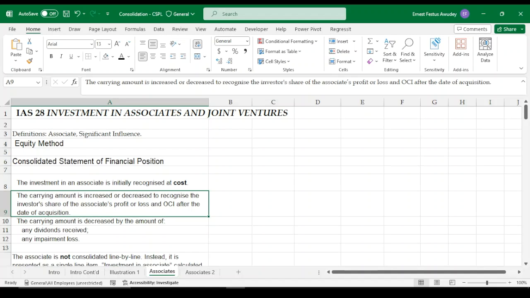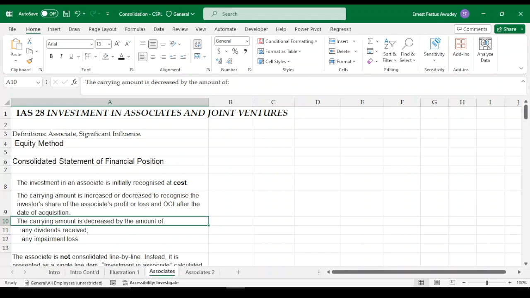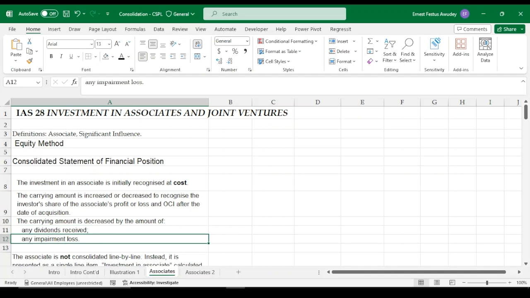We are going to take an example, and you will understand exactly what I mean by that. So the amount is usually adjusted for any changes in the post-acquisition profits. All right, so that is what I said first of all, and then it is also decreased by the amount of any dividends received from the associates, and then any impairment losses in the associates. When we progress, you will understand more what I mean by this.